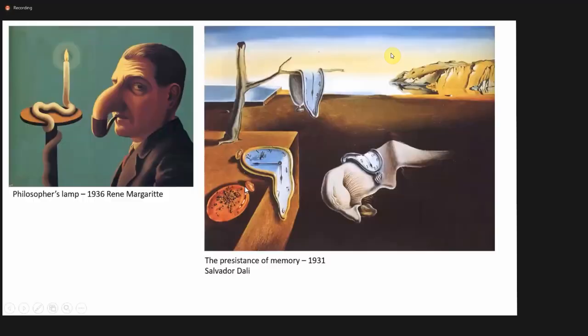When you see the paintings, you will get the idea. Salvador Dali, this painter, was a pioneer in Surrealism. This is not real. The form is changed, but it has a sense of reality also. So that's about reality and dream. Do you get the idea of this surrealism? See this candle, the nose, the clock.